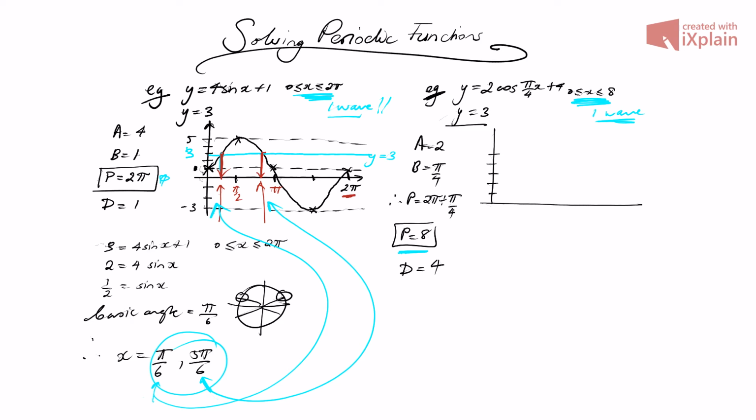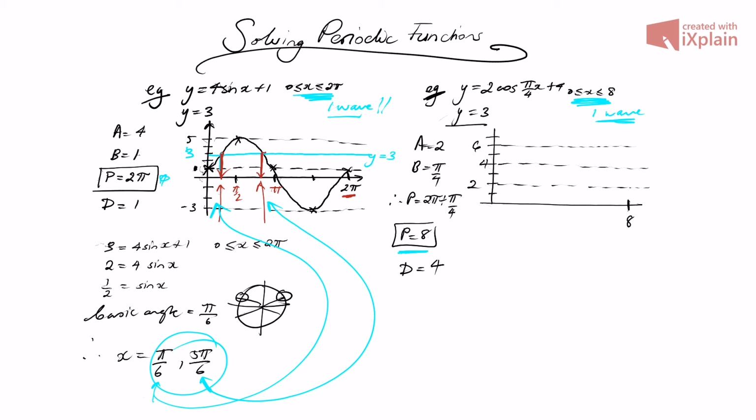Bit of a scale on my y-axis. Okay, my d is 4, so I put the midline in at 4. My amplitude is 2, so my max is 6 and my min is 2. Guidelines in for each of those.